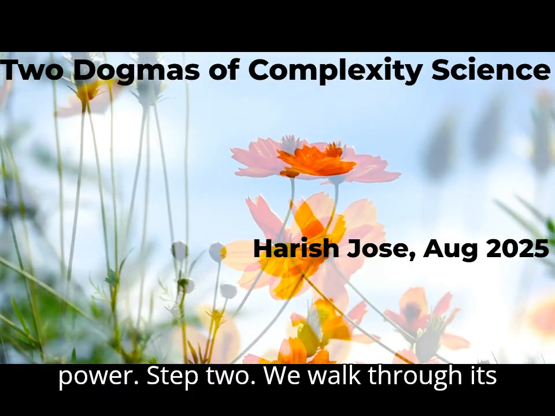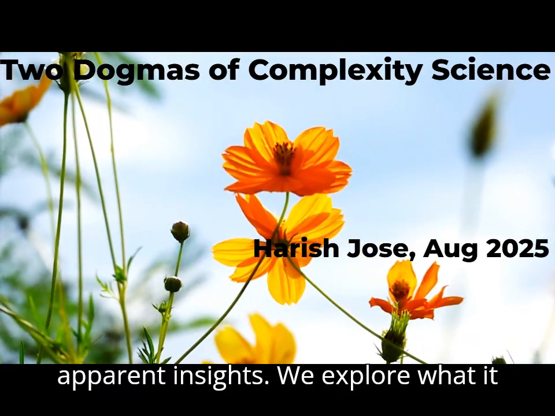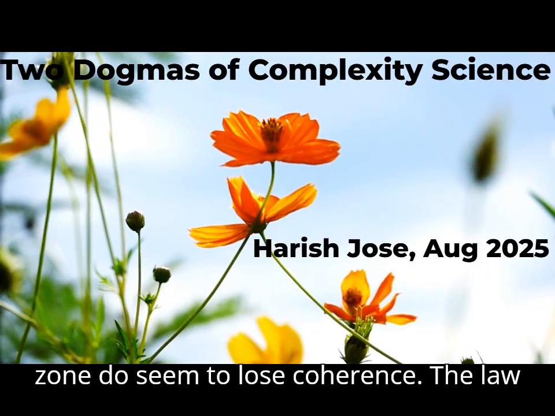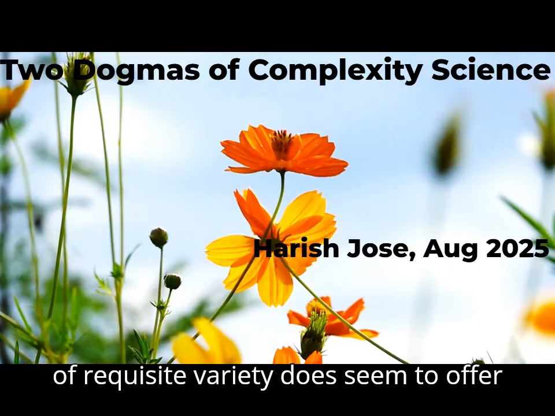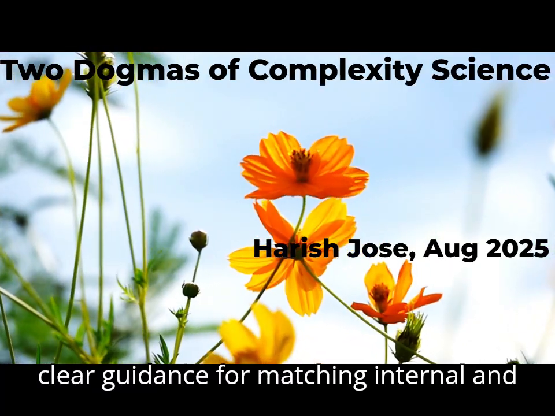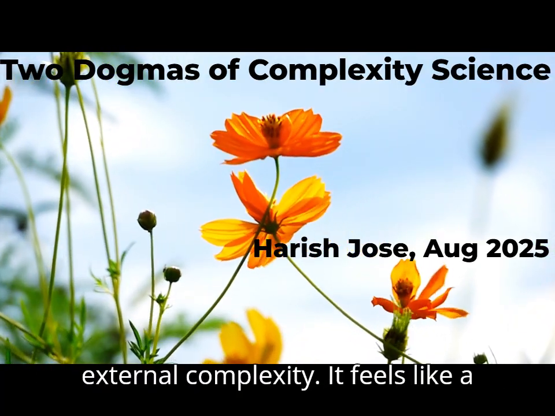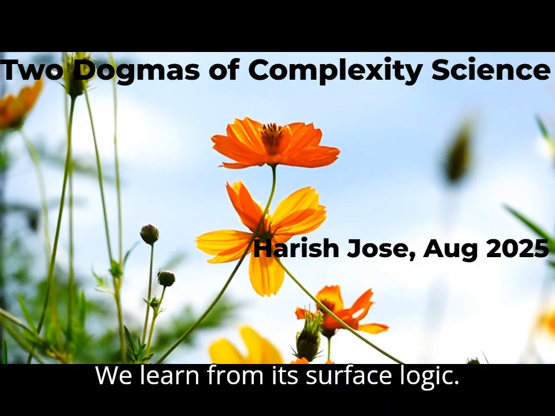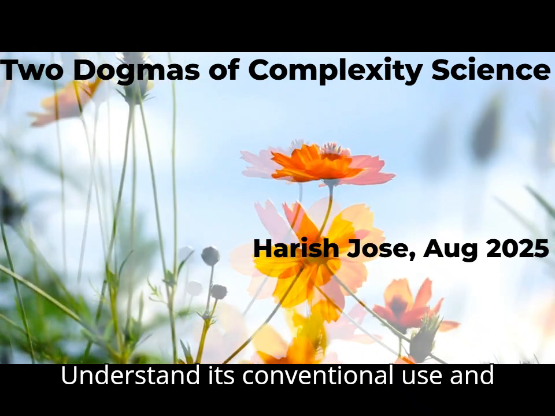Step 2. We walk through its apparent insights. We explore what it seems to tell us. Systems in the chaotic zone do seem to lose coherence. The law of requisite variety does seem to offer clear guidance for matching internal and external complexity. It feels like a useful diagnostic and prescriptive tool. We learn from its surface logic. Understand its conventional use and value.